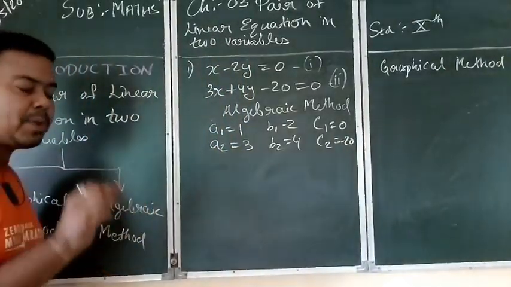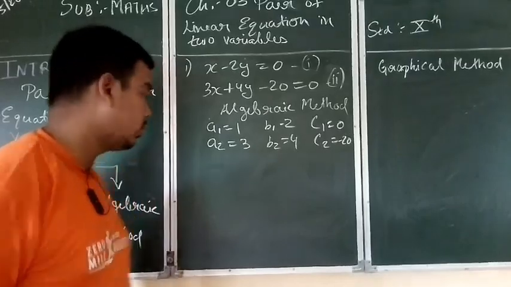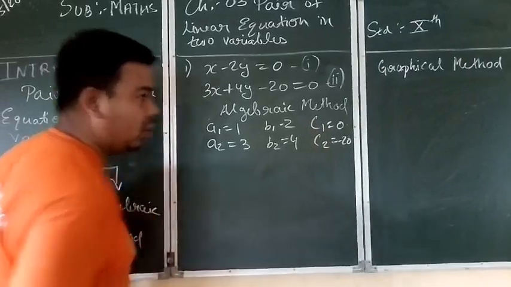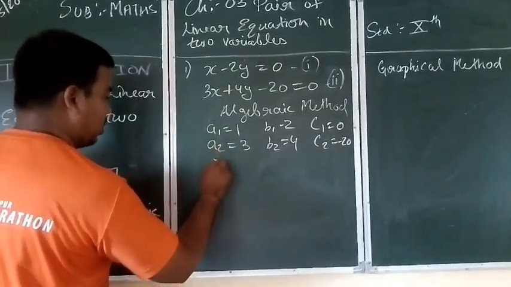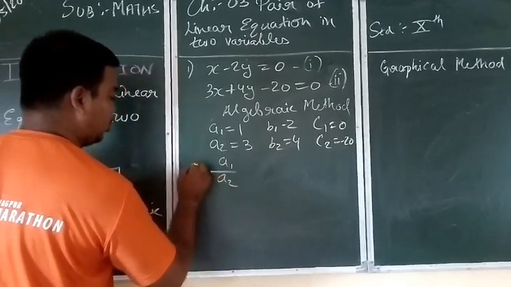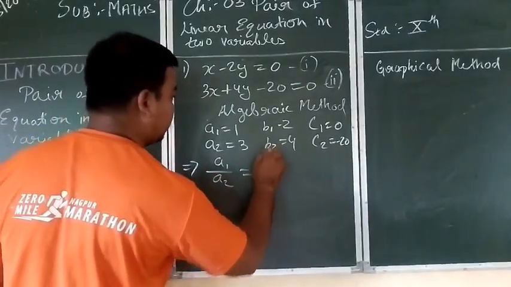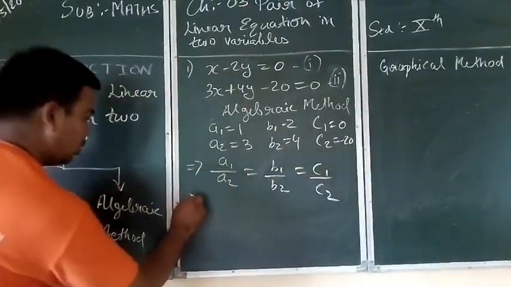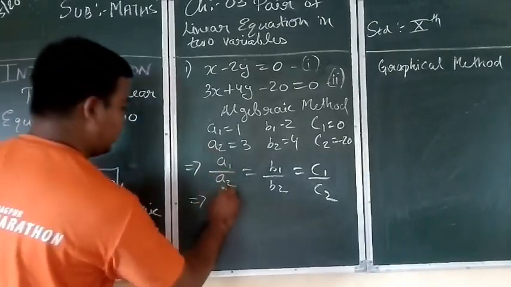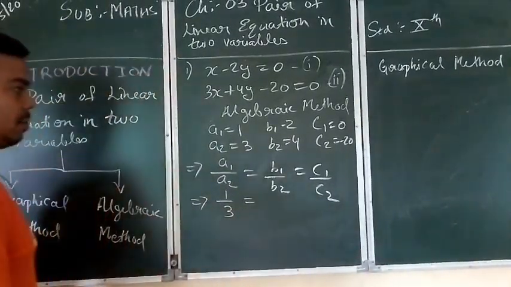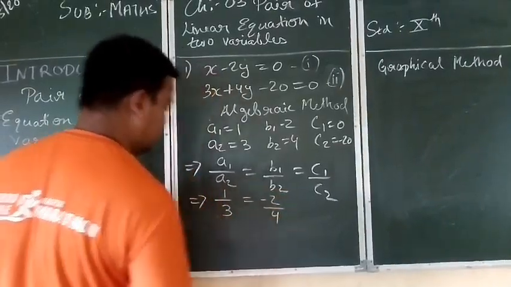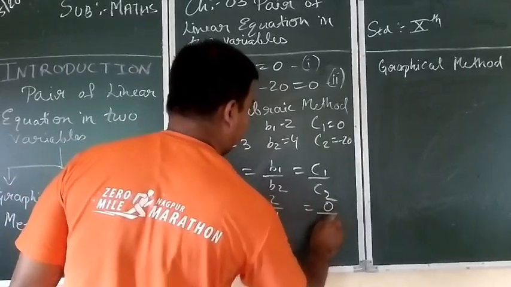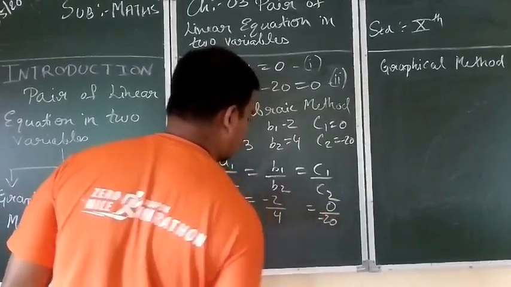Now we compare the ratios. To compare the ratios, we see the ratios a1 by a2, b1 by b2, c1 by c2. So we write a1 by a2 is equal to b1 by b2 is equal to c1 by c2. So a1 by a2 is 1 by 3, b1 by b2 is minus 2 by 4, and c1 by c2 is 0 by minus 20. So we see.